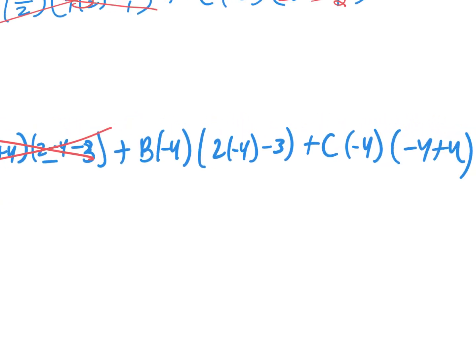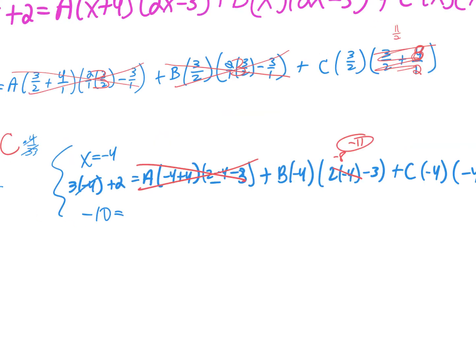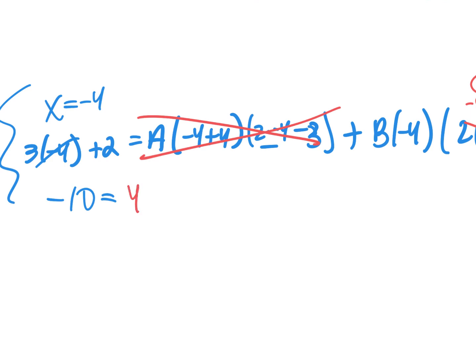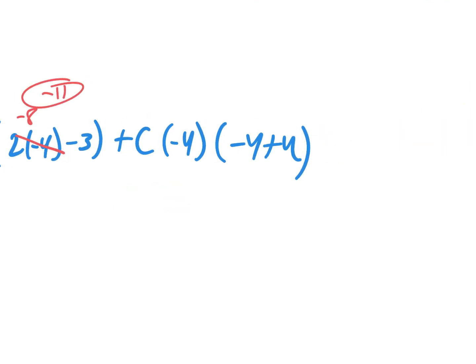Simplify inside the parentheses first. What's 2 times negative 4? Negative 8. Negative 8 minus 3 gives me negative 11. Negative 11 times negative 4 is positive 44. So 44b. What's negative 4 plus 4? 0. Times anything is going to cancel. Yep.